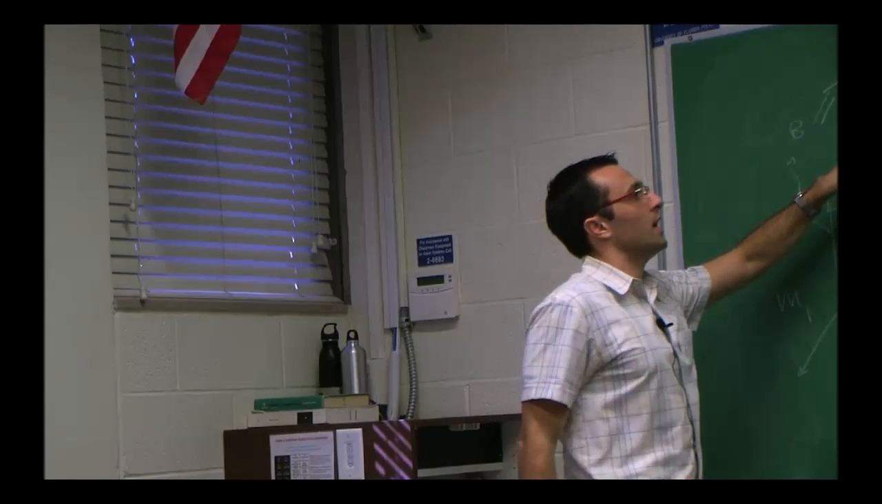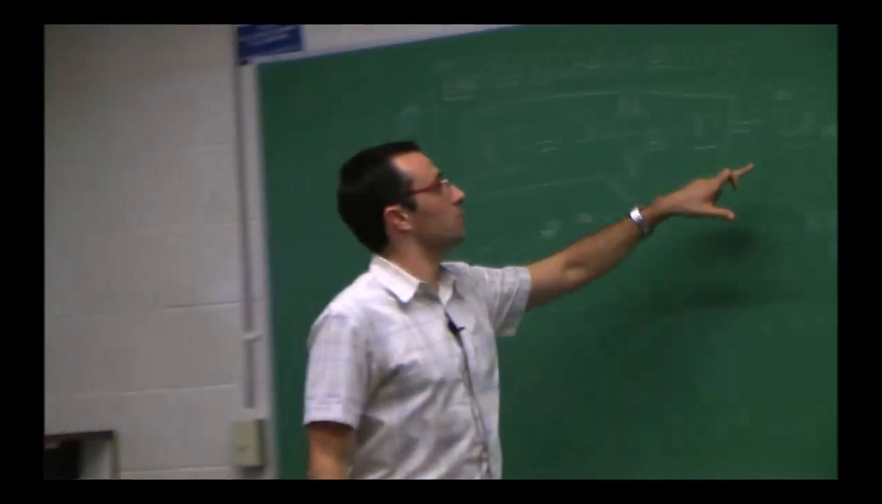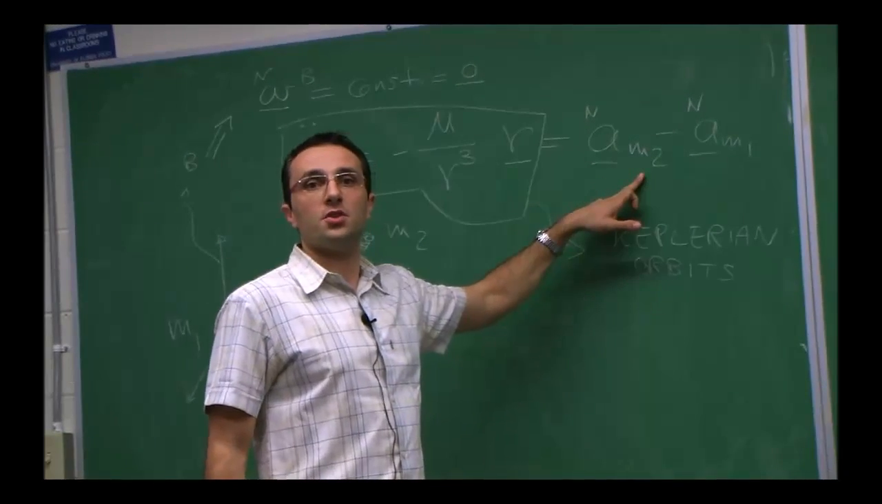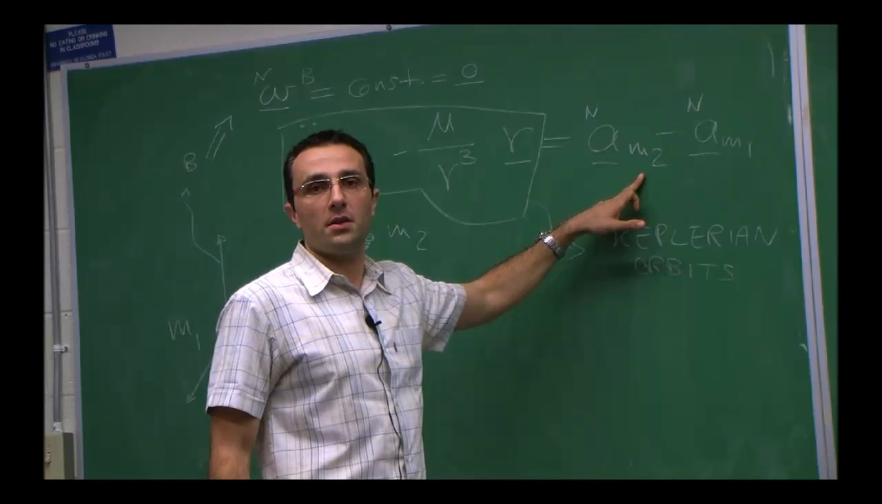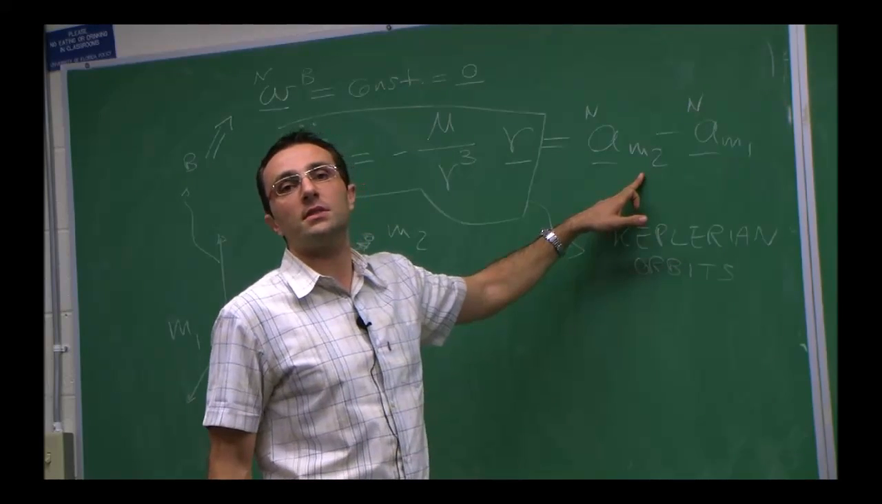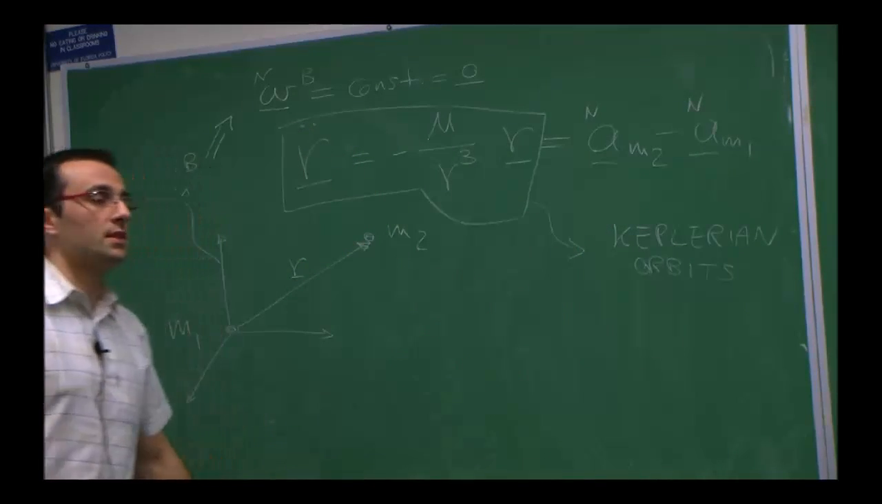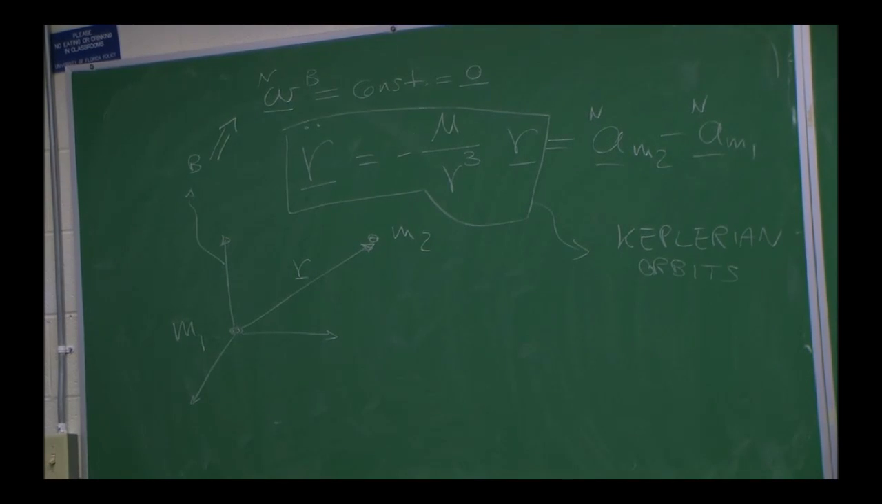We have demonstrated last time that this r double dot is also equal to this difference in acceleration between the two masses seen by an inertial observer, which is in general not the case. But if we pick that coordinate system that way, it is true. So we can do that.